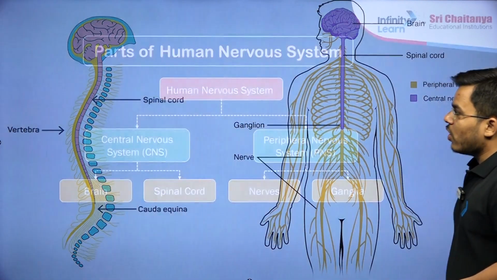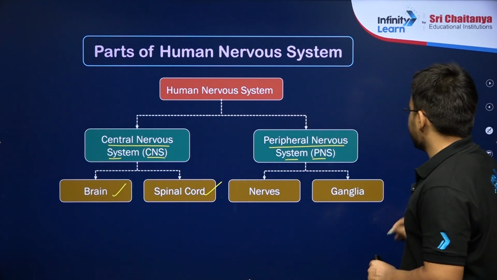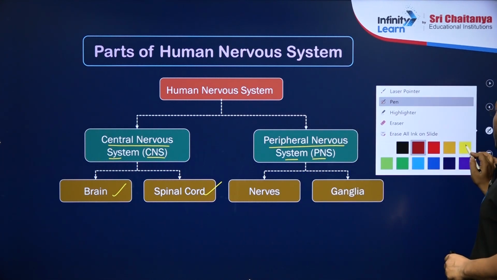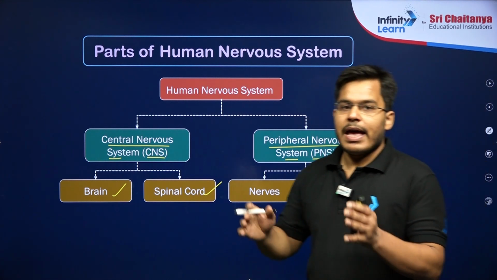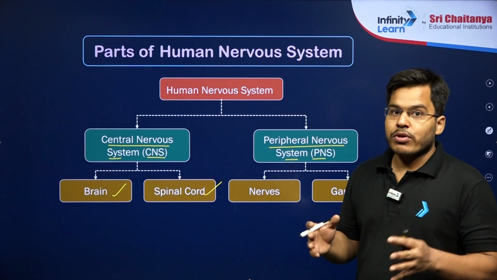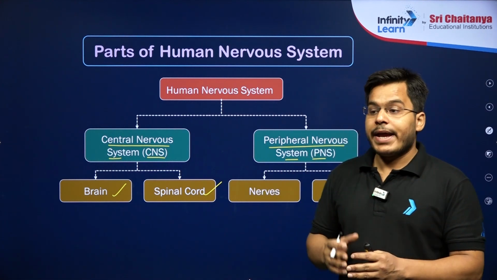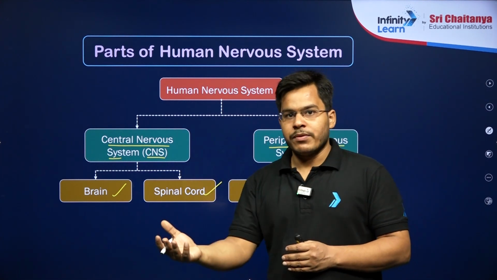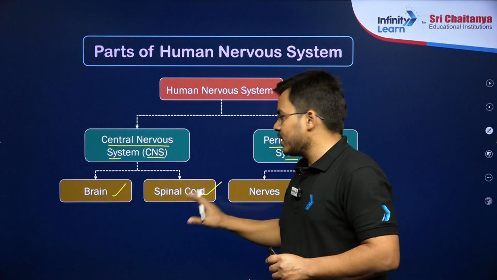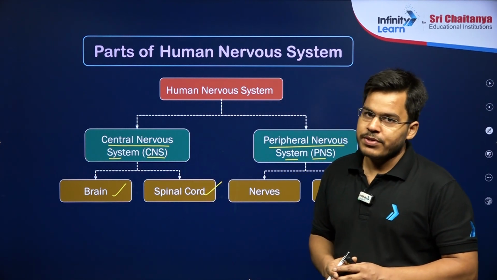So students, why do we call the brain and spinal cord our central nervous system? The answer is that the main processing of the messages, whatever messages we receive from our surroundings, is analyzed here, and according to that the response is also given and done here in the brain and the spinal cord. That's why these two are the parts of the central nervous system.